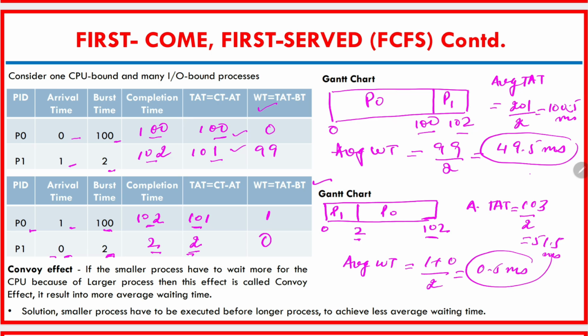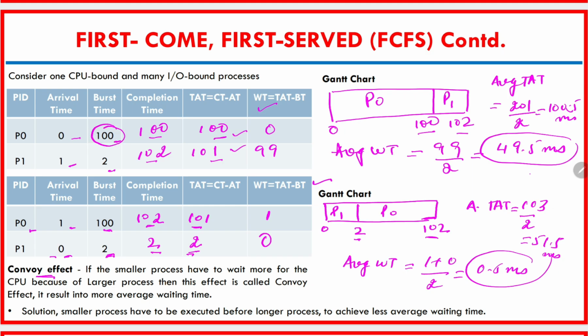We were having the same two processes, but only the order of accessing the CPU was changed. So why is this happening? This is happening because of the convoy effect. What the convoy effect says is that if smaller processes have to wait for a larger amount of time for the CPU, in that case the system will be having larger waiting times. Same as what is happening over here.